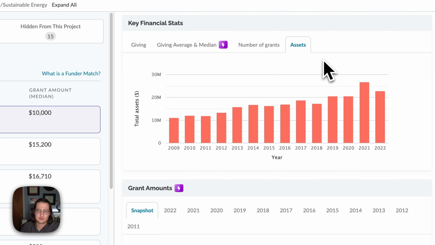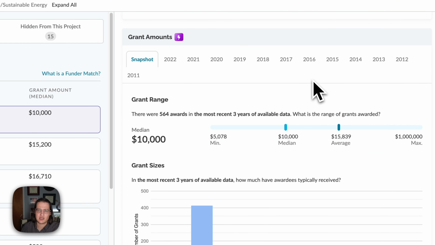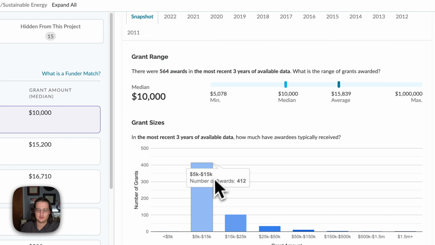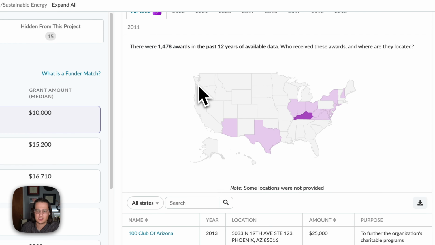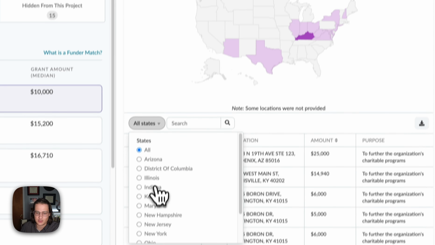Diving deeper into those aspects, we'll see mean and median grant sizes year over year, as well as the breakdown of how many grants were given at each funding level. We can see that right here, and to whom those grants were given. Again, we can break this up year over year, as well as geographically, taking a look at who's gotten grants in our home state, for instance.